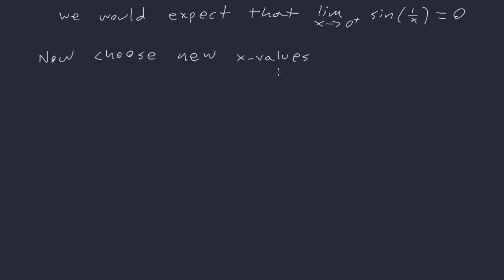If we change this and choose new x values, let's put a 2 over all the values we had before. So something like 2 over pi, 2 over 2 pi, which would just be 1 over pi. So let's do 2 over just the odd numbers: 2 over pi, 2 over 3 pi, 2 over 5 pi, 2 over 7 pi, 2 over 9 pi, 2 over 11 pi, and let's go all the way out to 2 over 99 pi.